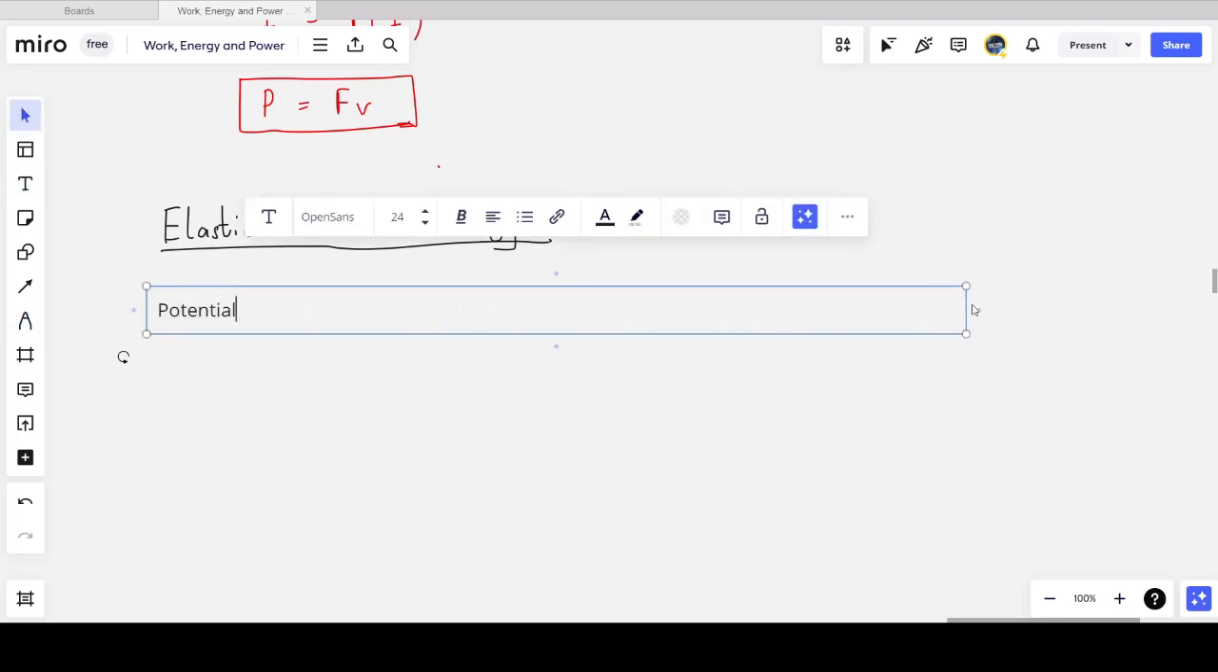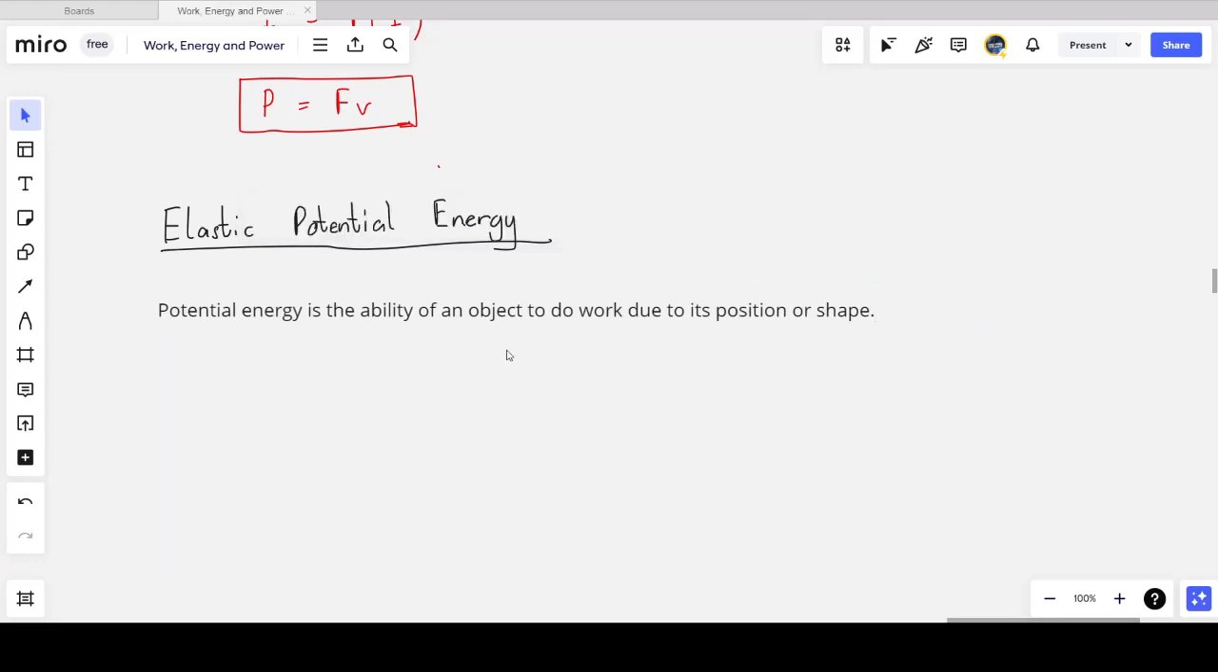Now, in general, potential energy is the ability of an object to do work. That's what energy is. The potential energy is the energy due to its position or even shape. Mostly we say potential energy is due to the position of an object, which kind of works its way into saying shape, but we can say shape as well. So potential energy is the energy an object has due to its position, due to its shape.